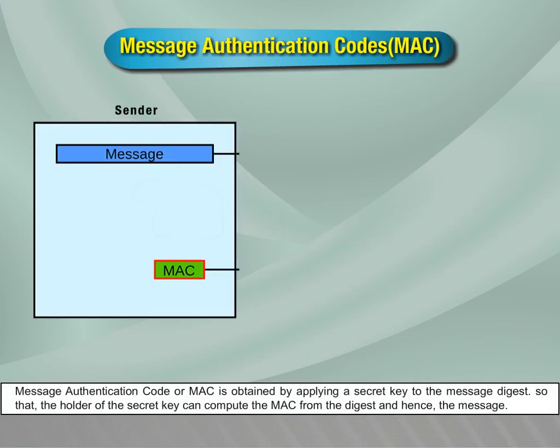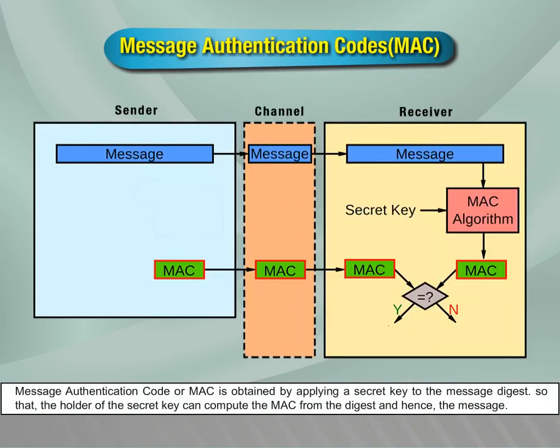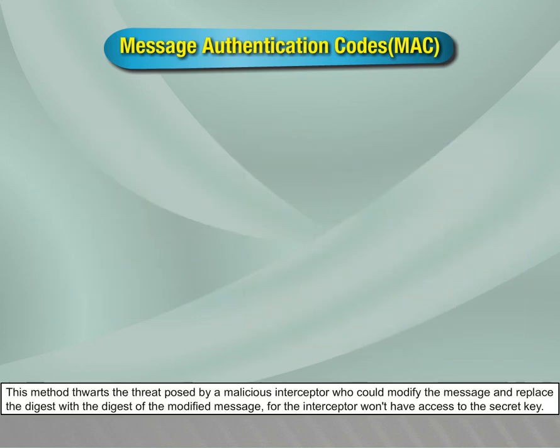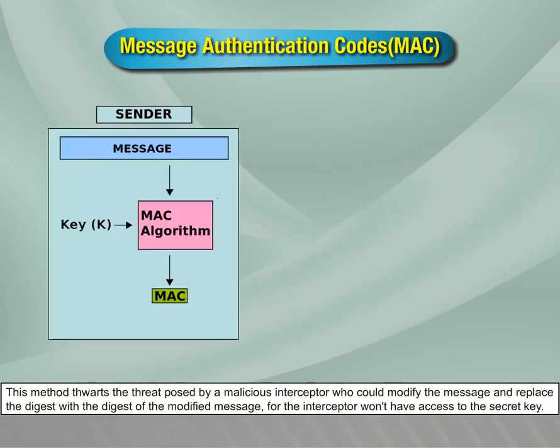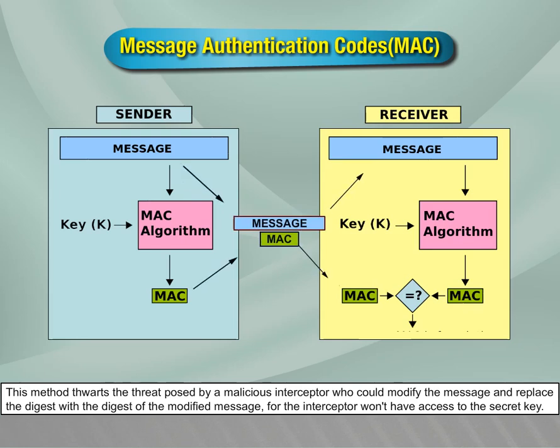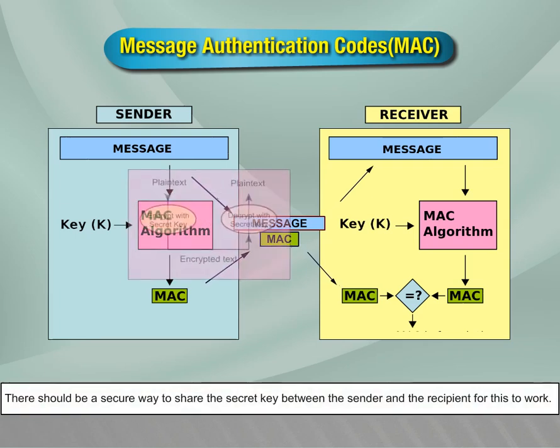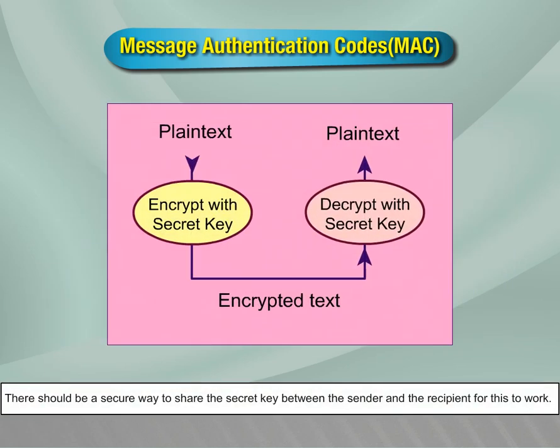A Message Authentication Code or MAC is obtained by applying a secret key to the message digest so that the holder of the secret key can compute the MAC from the digest and hence the message. This method thwarts a threat posed by a malicious interceptor who could modify the message and replace the digest with a digest of the modified message, for the interceptor would not have access to the secret key. There should be a secure way to share the secret key between the sender and the recipient for this to work.